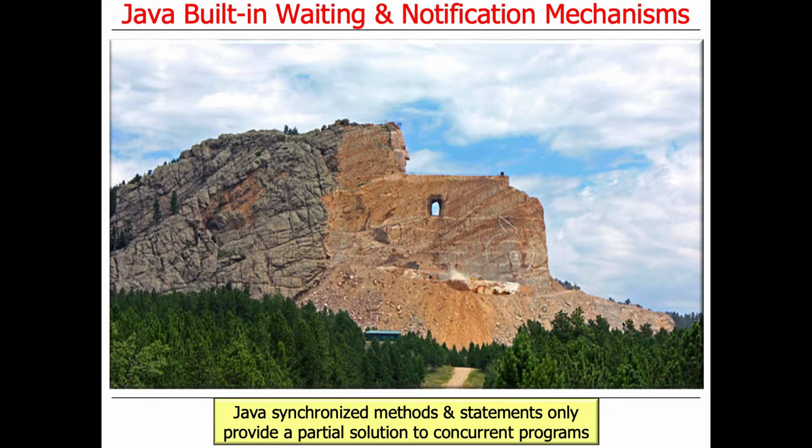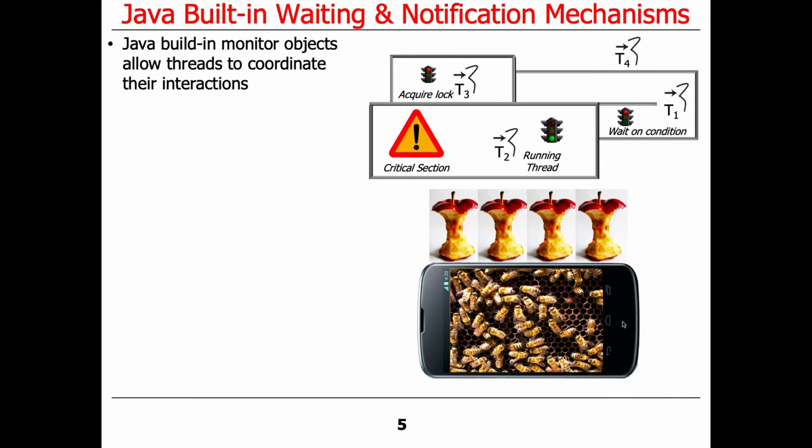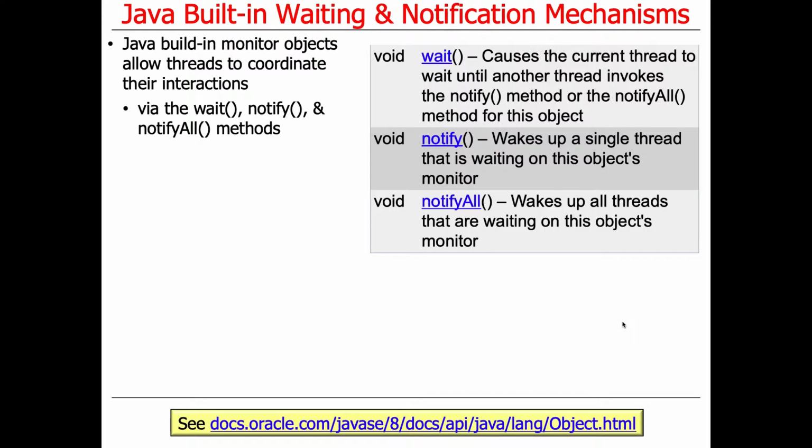As we saw, the Java synchronized methods and the synchronized statements only give you partial solutions to the concurrency challenges we talked about. And so monitor objects give you some other stuff, the coordination features. There's several of these methods. They are very simple, but perhaps simplistic, as we'll see. But they do solve simple use cases reasonably well.